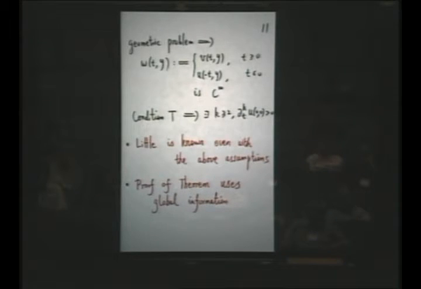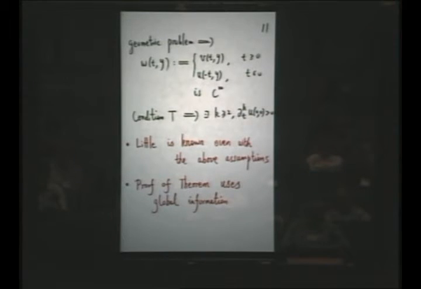which will simplify things. About this condition T, this finite order of touching, it simply means this u in T derivative, you don't have infinite vanishing. So there are a couple of things you can throw in to simplify it, but little is known even with the above assumptions. Nevertheless, we proved this geometric problem under this condition T.